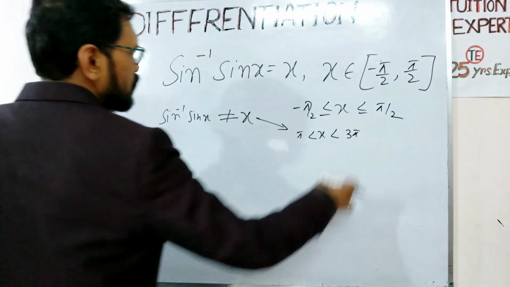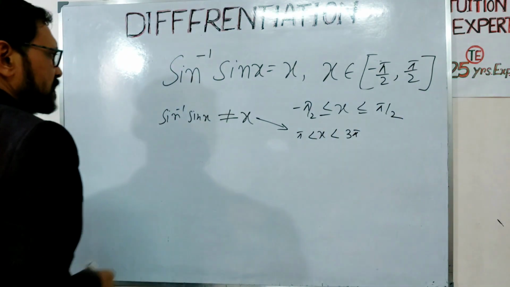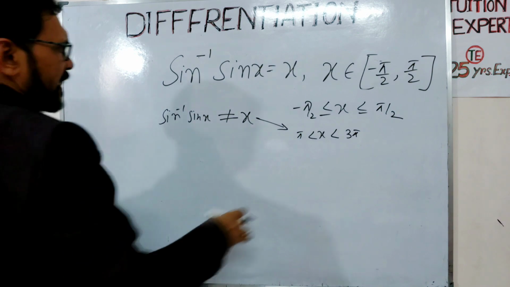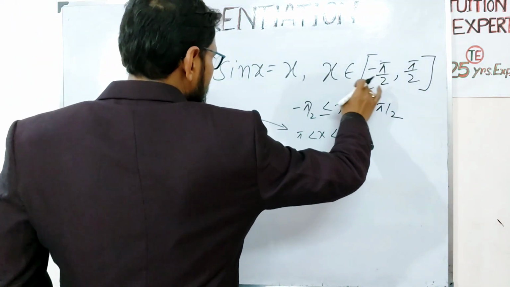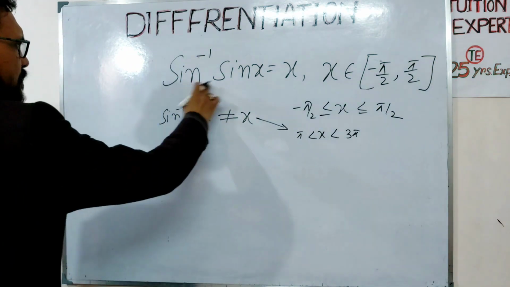This is the principal value of sin inverse x. The principal value means the angle lies between this range, and if the angle lies between this, then sin inverse sin x equal to x.